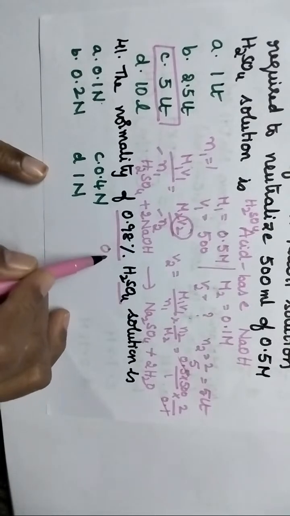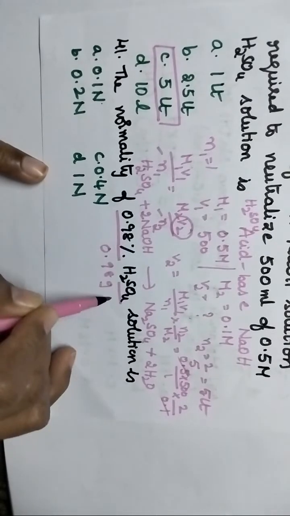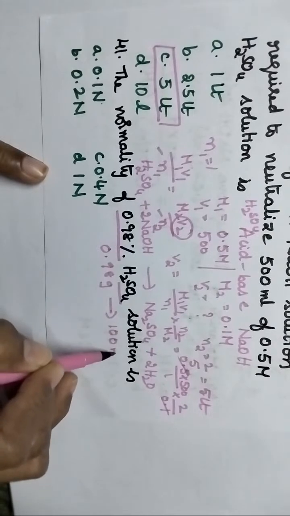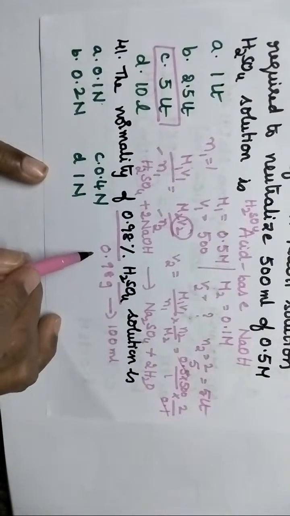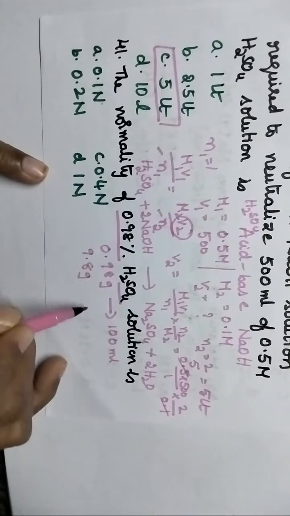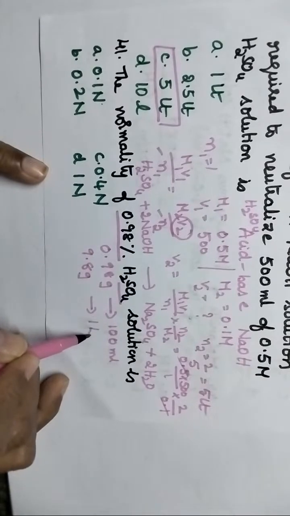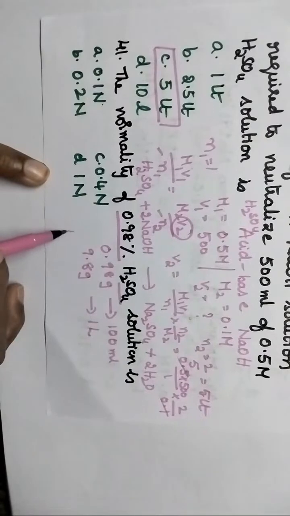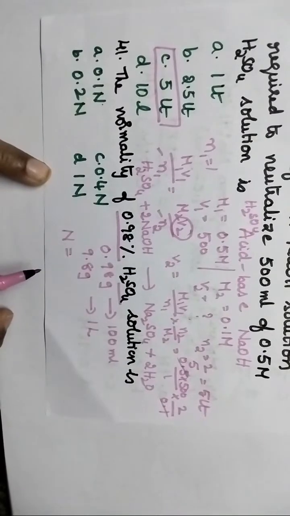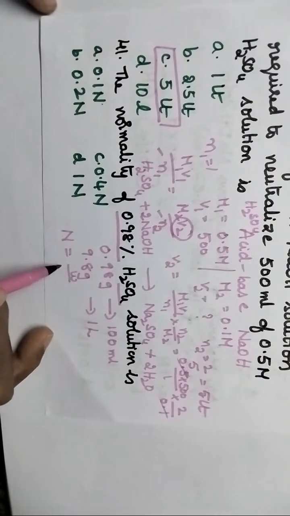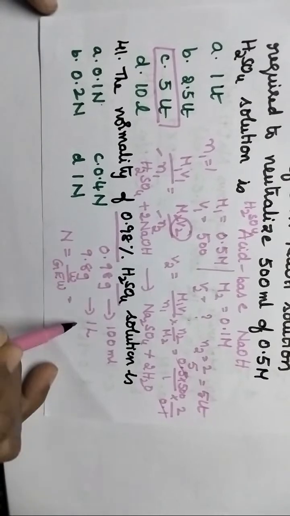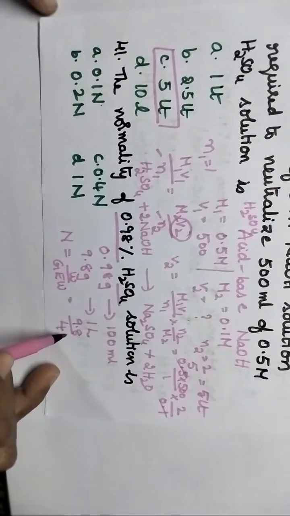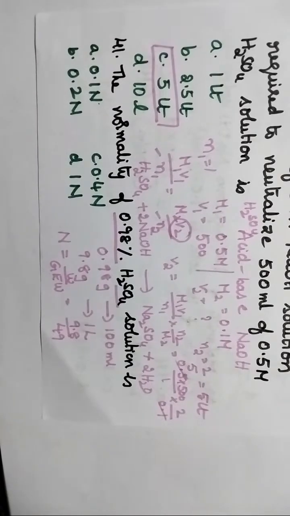0.98% sulfuric acid means 0.98 grams of sulfuric acid is present in 100 ml of the solution. So you better identify how much weight is present in 1 liter. It makes calculations easy. So that means 9.8 gram is present per 1 liter. So if it is 1 liter solution, simply normality is equal to weight by gram equivalent weight. So 9.8 divided by 49. Now tell me what is your answer.